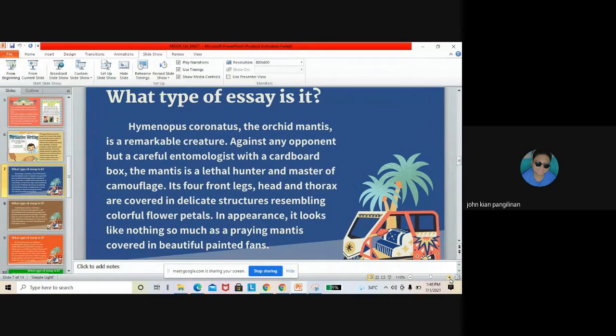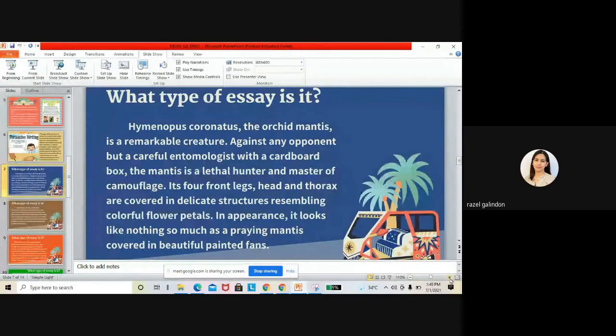Hymenopus coronatus. The orchid mantis is a remarkable creature. Against any opponent but a careful entomologist with a cardboard box. The mantis is a little hunter and master of camouflage. Its four front legs, head and thorax, are covered in delicate structures resembling colorful flower petals. In appearance, it looks like nothing so much as a praying mantis covered in beautiful painted fans.